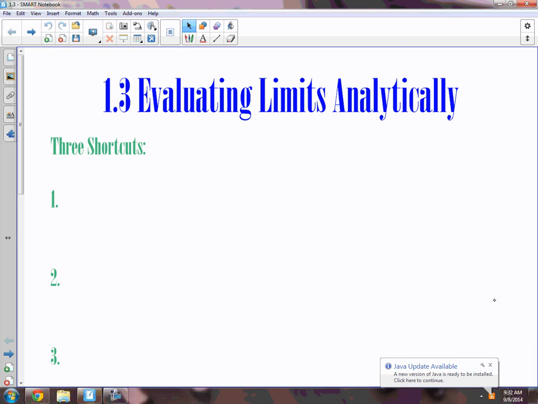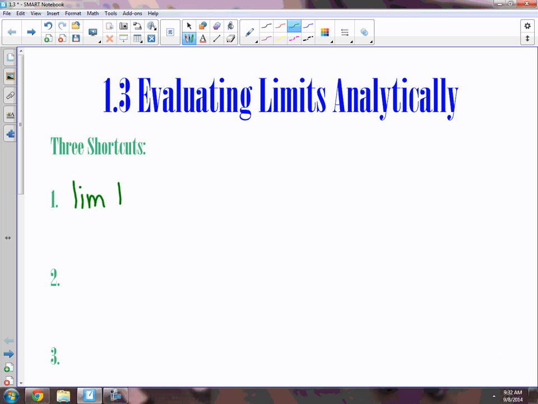Going to talk about is this: the limit of b as x approaches c. So these are rules, so they're going to have a lot of letters in them because they're just general formulas. B represents some constant and C represents some constant. So this could be, for an example, the limit of 7 as x approaches 3. That's what this question might look like if I gave this to you.